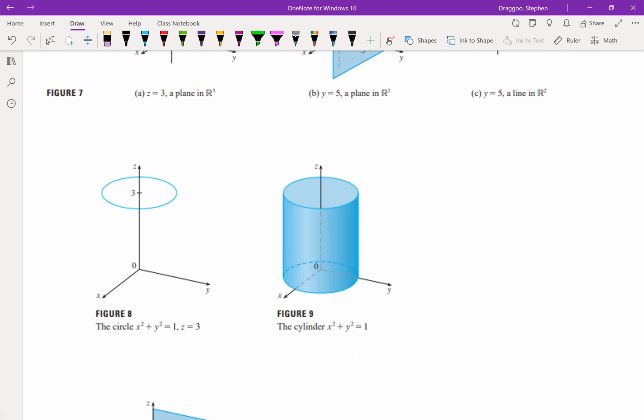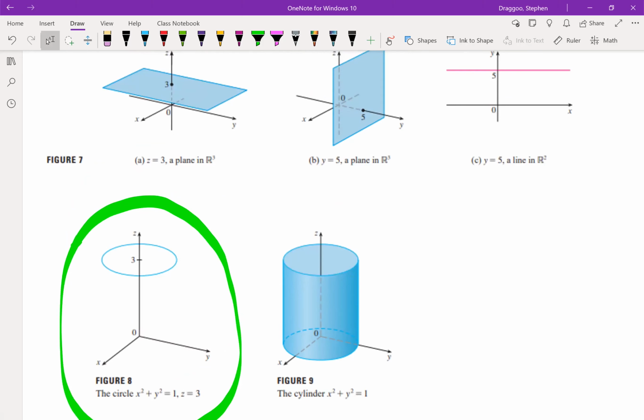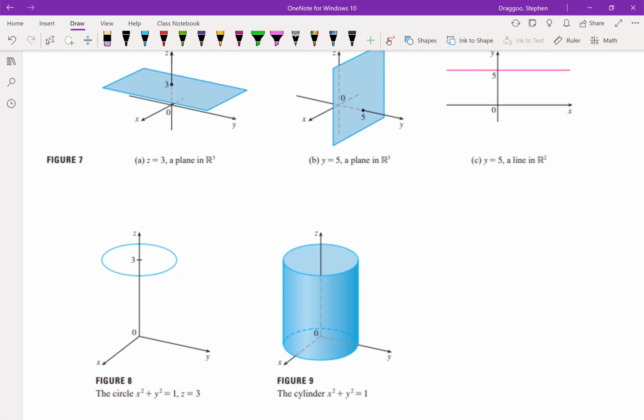If we want to draw a circle in 3 space, then we'll also have to specify what plane we should be in. Check that out over in figure 8 on the left. We have x squared plus y squared equals 1, or the circle of radius 1, and z equals 3, so we're going to be in the plane z equals 3, which would have been the one that we saw just above in figure 7. So the difference between a circle and a cylinder in 3 space is just whether or not we've defined that third variable.